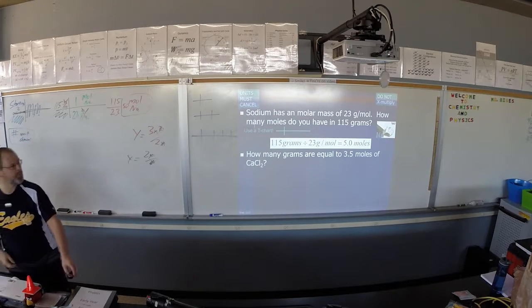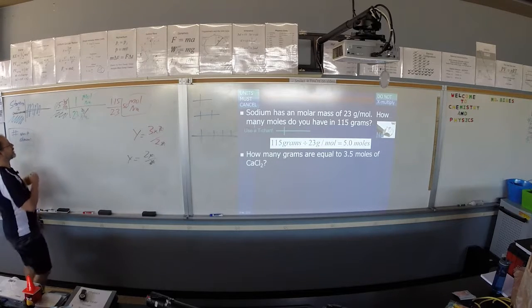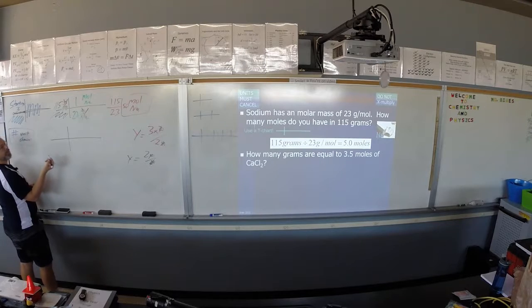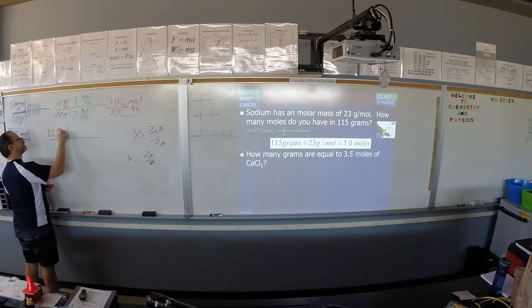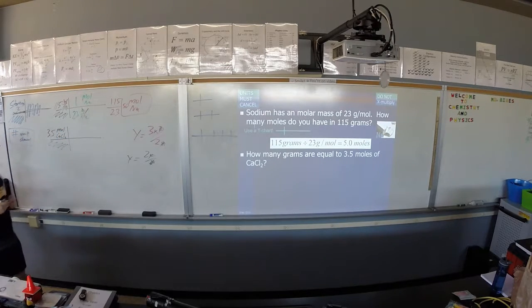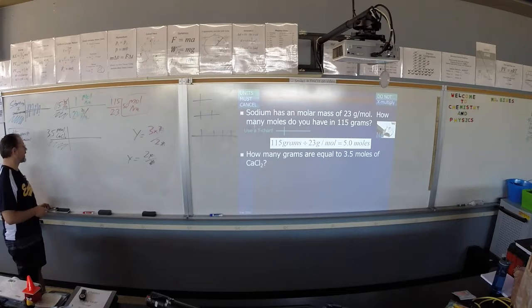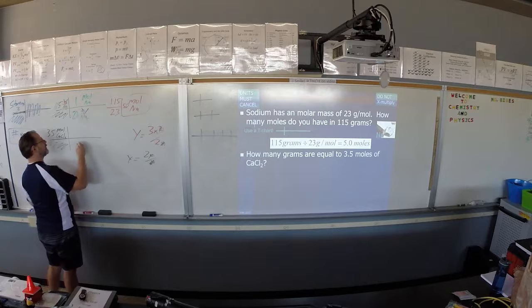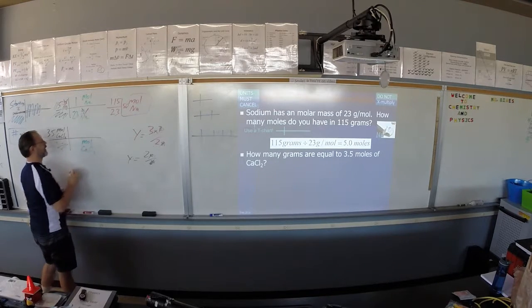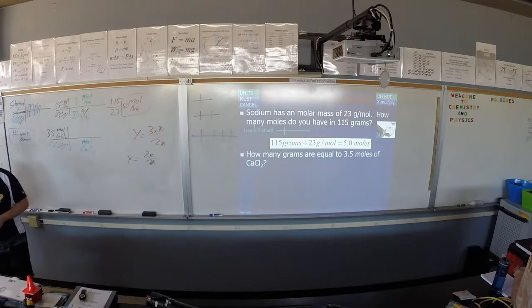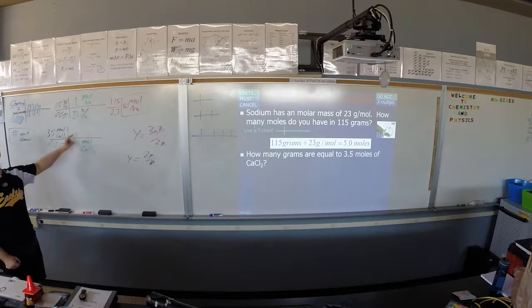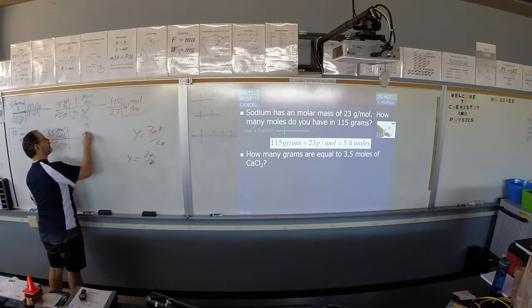All right, so how many grams are equal to 3.5 moles of calcium chloride? So again, make our T-chart. Now we're doing a little bit different. We're actually starting with 3.5 moles of calcium chloride. We're starting with moles this time. So I've written my T-chart. I've written down my starting 3.5. What's my next step? Exactly. Move down my unit, mole, and my chemical, calcium chloride. And if that is moles, what goes on top? Grams. Grams of calcium chloride.